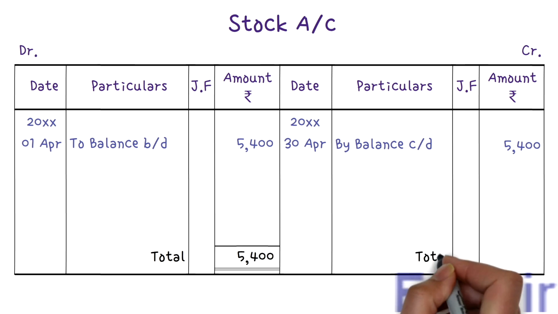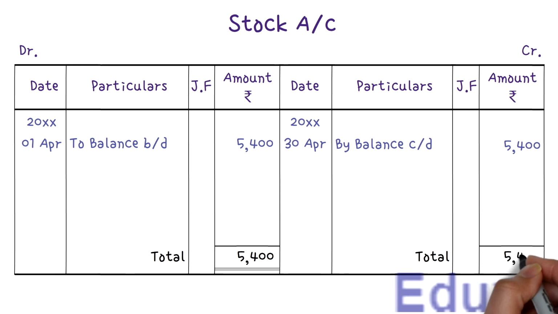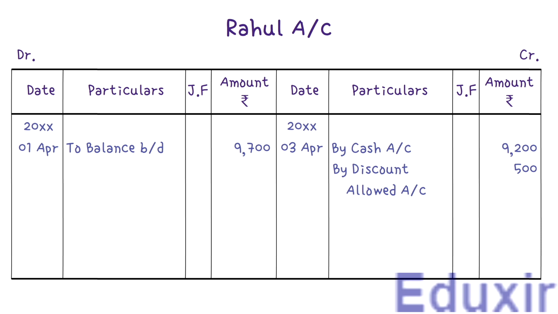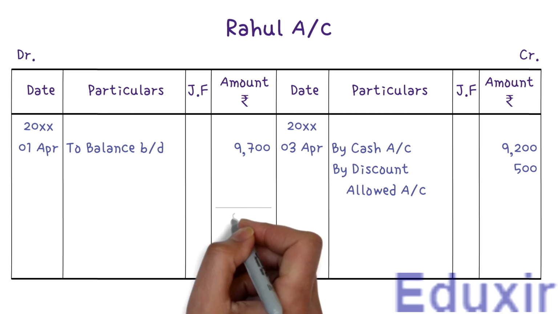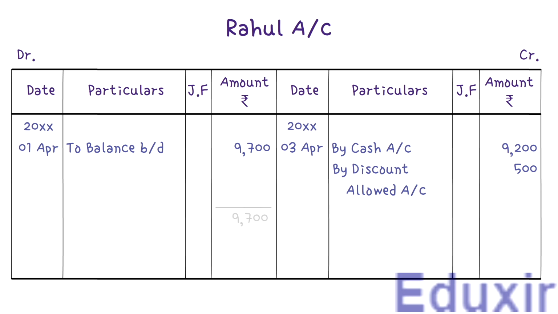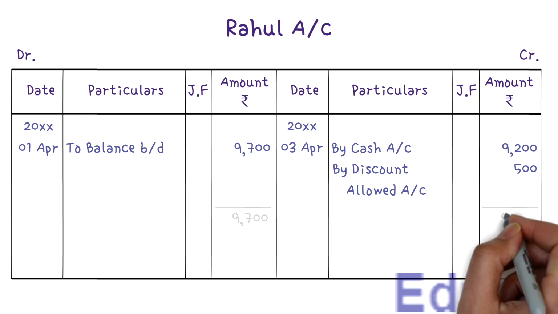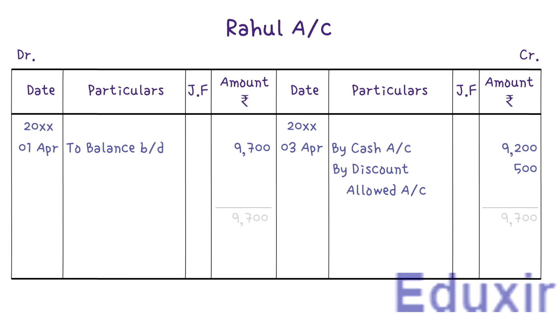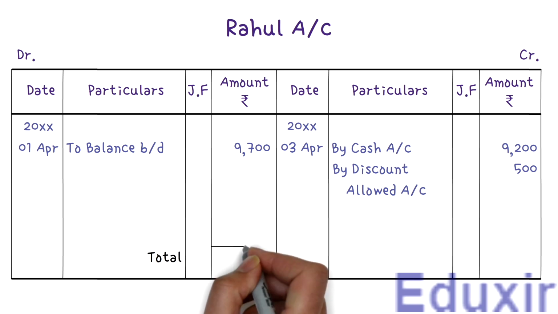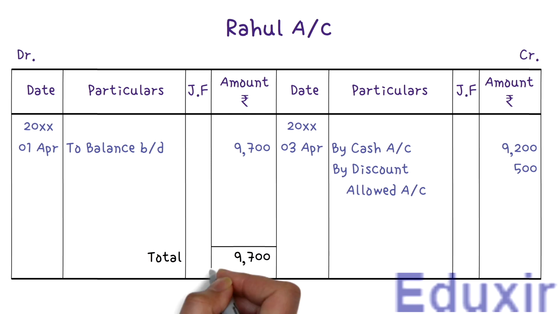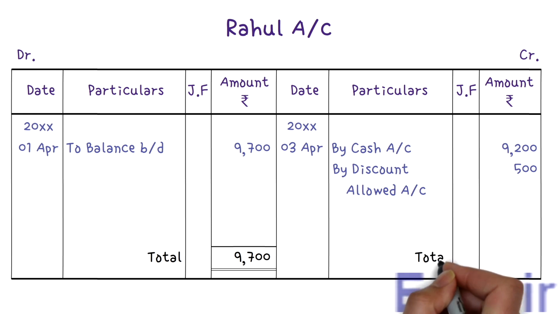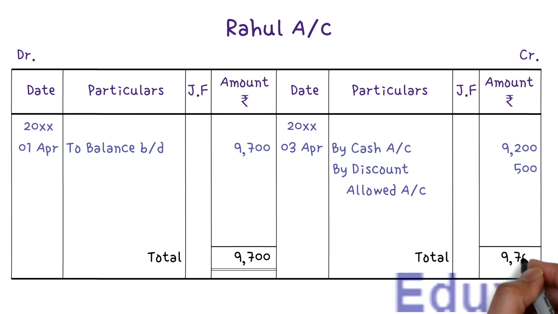And the total on the credit side is 5400 rupees. So now the stock account is balanced. Let's now take up Rahul account. The total on the debit side is 9700 rupees. Similarly, the total on the credit side is 9700 rupees. As both the debit and credit side totals are equal, there is no balance to be carried down. Now the total on the debit side is 9700 rupees. And the total on the credit side is 9700 rupees. So now the Rahul account is balanced.